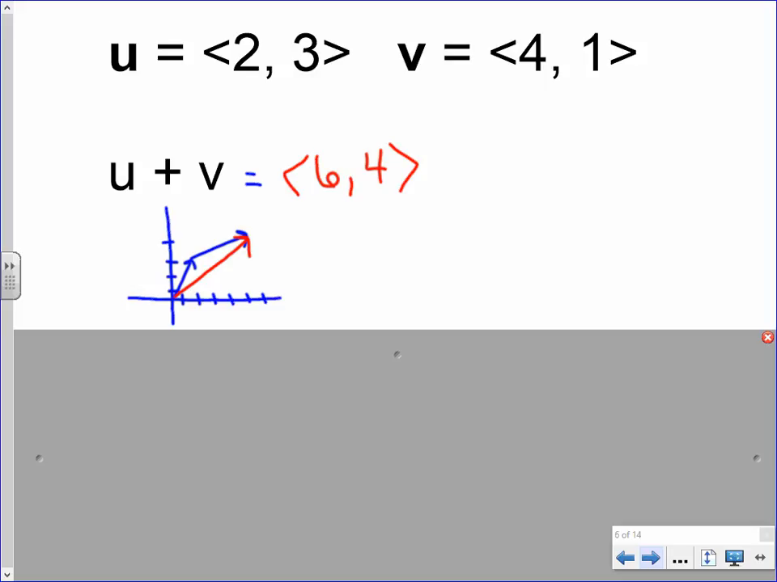Without drawing the picture, describe to me how we get that vector. Okay, add the horizontal components to get 6, add the vertical components to get 4.